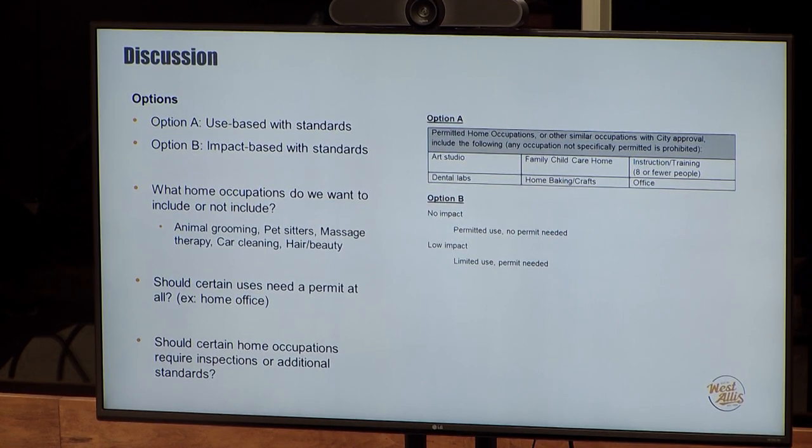like animal grooming, pet sitters, massage therapy, car cleaning, hair beauty. Should certain uses need a permit at all, like a home office? Do we want to be issuing a permit for someone that's purely just... My concern, Steve, is like internet sales.